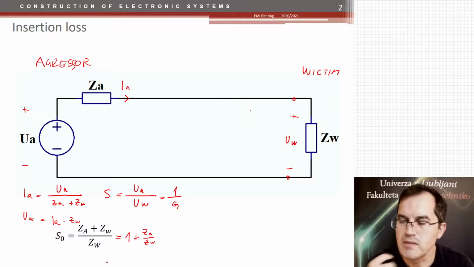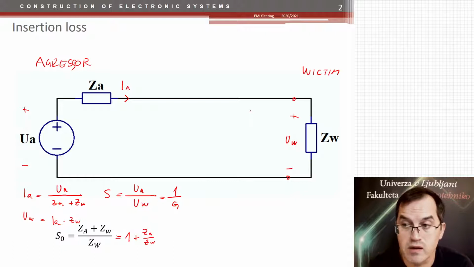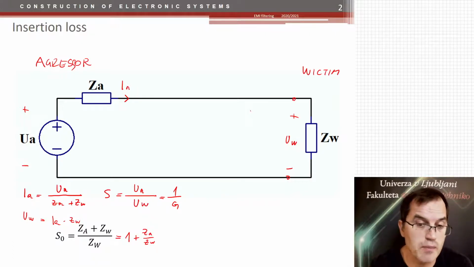So if the victim impedance is very large, then we don't have any suppression at all. If the victim impedance is very low, we have high suppression. Now, this is very similar to the capacitive noise coupling, where large victim impedances would also mean larger noise coupling through common capacitance.